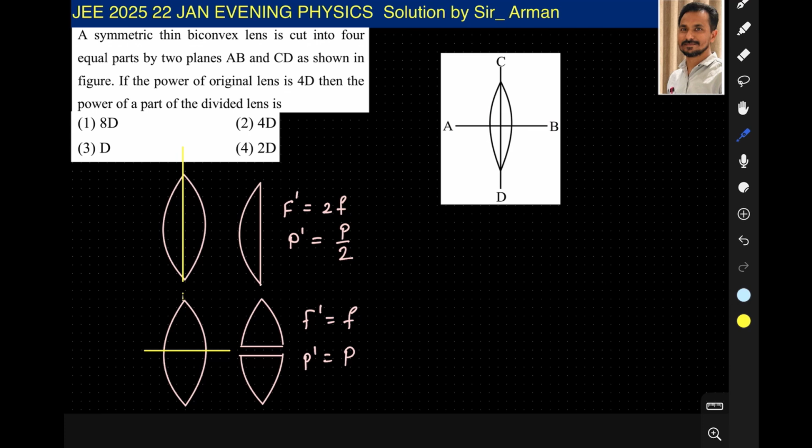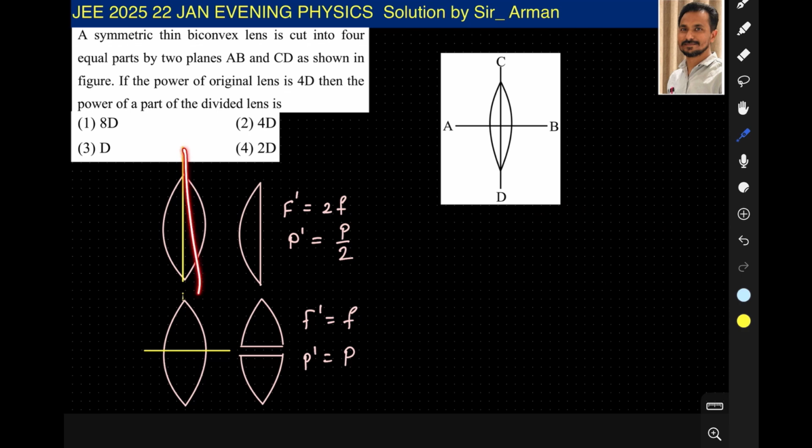So we know that whenever we cut the lens vertically through the middle like this, its focal length doubles, that we know. Okay, and we can prove this also by using the lens maker equation. 1 upon f equals to mu minus 1 into 1 by r1 minus 1 by r2. We can use this equation to prove this, but no need to prove right now.